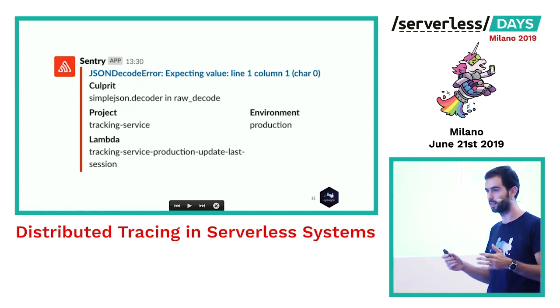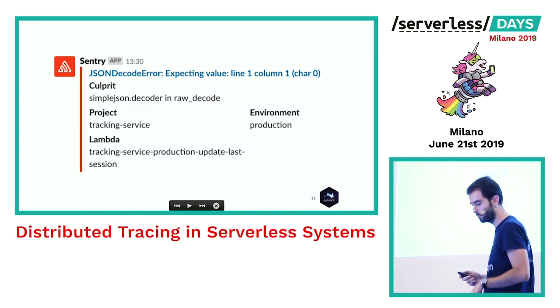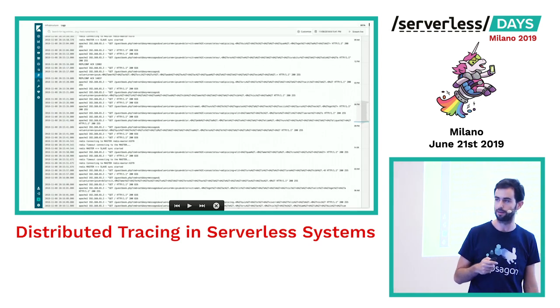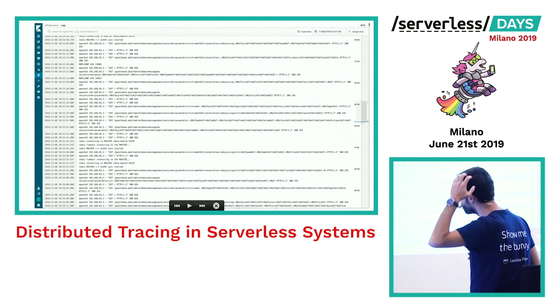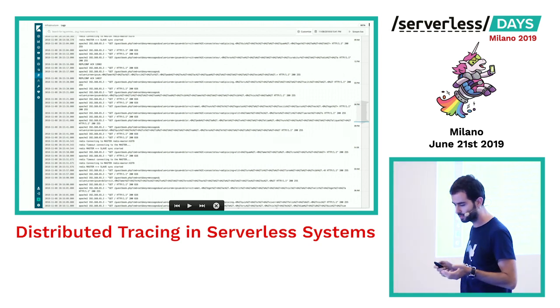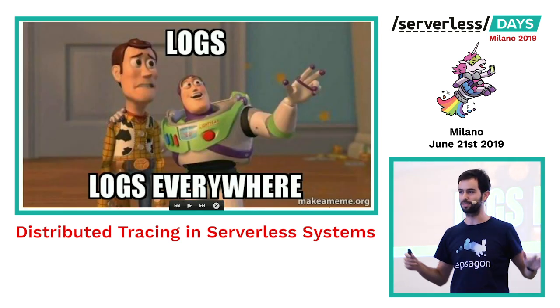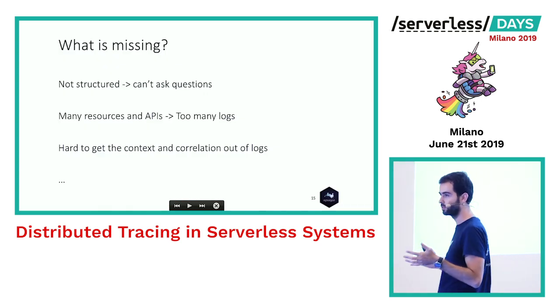So we get a JSON decode error, and now we need to roll our sleeves and find out what the problem is. We know where it happened, in a specific Lambda, so we'll get to the logs of this Lambda stored in Elastic. I'm getting into Kibana, but then I end up with tons of logs, and I'm like, where is the problem? What happened before that? There are lots of problems with the logs, I can't really know what's going on because there are tons of them, and I think it comes down to the fact that they're not structured.